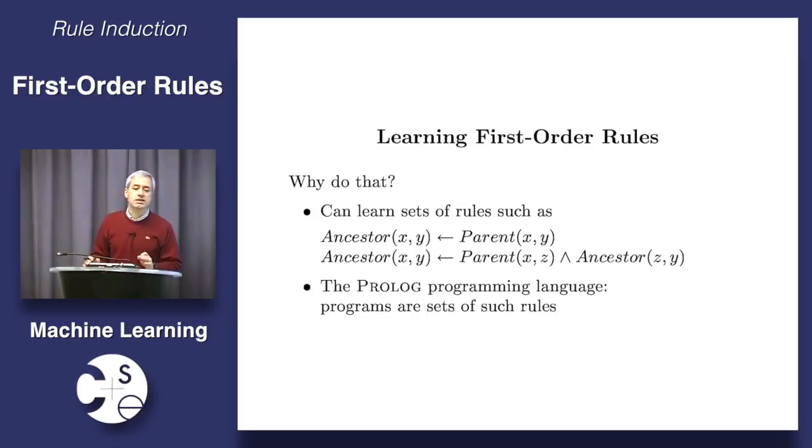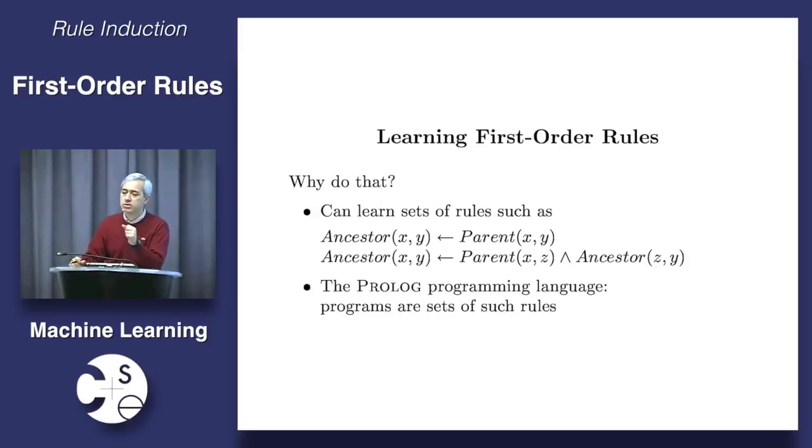So here's a classic example of the type of thing, very simple, that you can learn with first order rules, with rules in first order logic, that you couldn't learn with propositional rules or with decision trees the way we saw before. And this is the example of the concept of ancestor. Ancestor is not a property of a person. It's a property of a pair of people. And this is what makes it interesting.